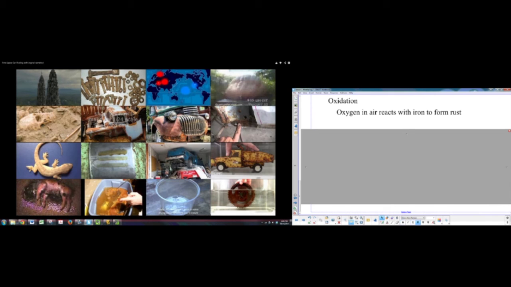Kind of strange looking, but that's what oxidation does. We all have rusty cars at home.